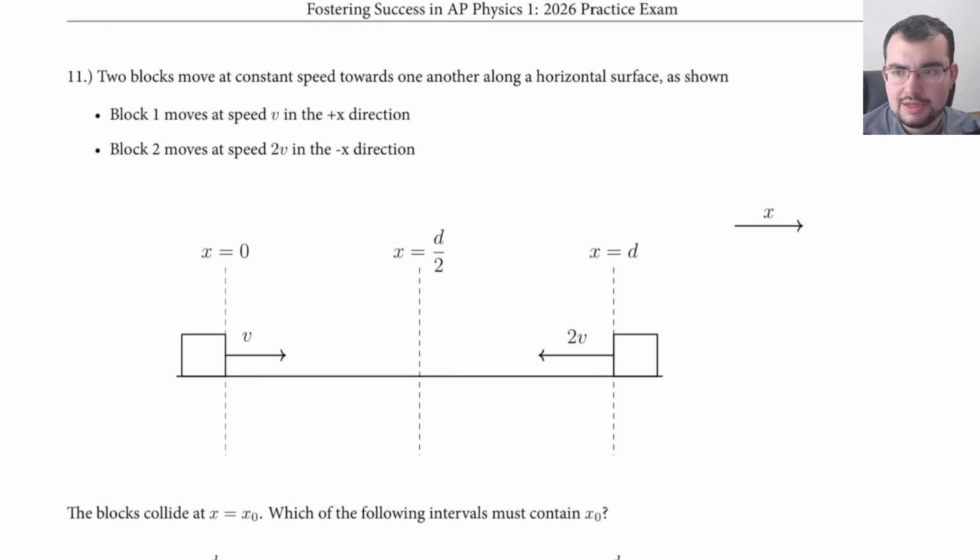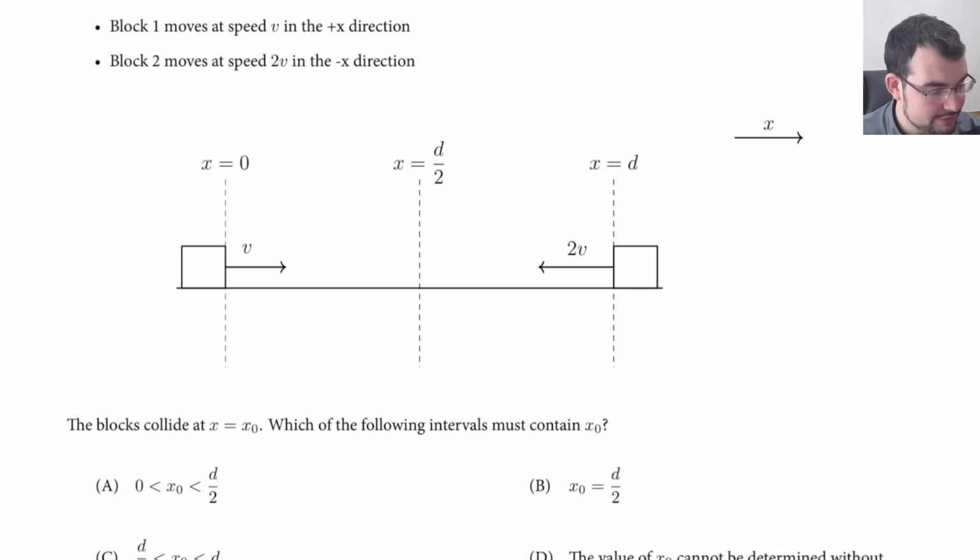Well, there's a couple ways of doing this. The easiest way of doing it, actually, is just thinking about who's going to reach the middle first. So if I think about it, they're the same distance away from the middle, but the 2v block moves faster. So the 2v block is going to reach the middle before the 1v block does. So that means the collision site has to be over here somewhere.